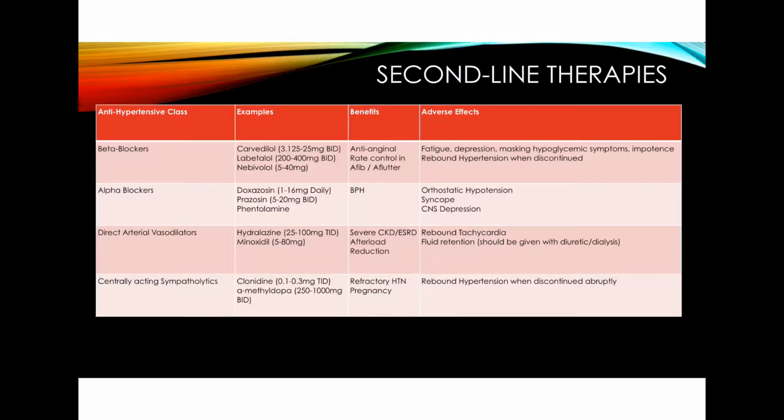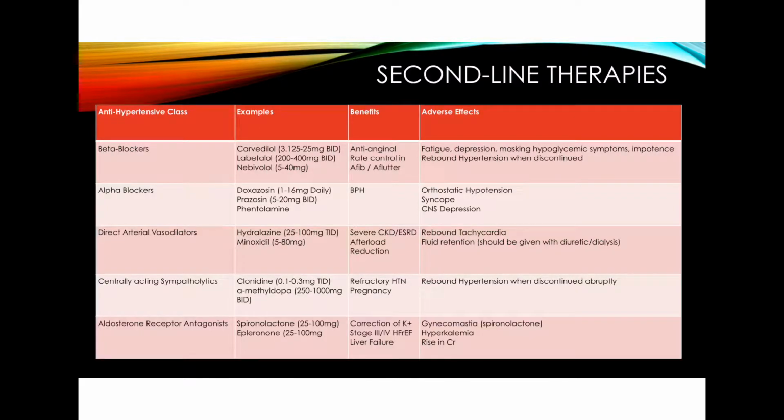Then there are the centrally acting sympatholytics, including clonidine and alpha-methyl-dopa. Alpha-methyl-dopa is safe during pregnancy, and clonidine is often used in very refractory cases of hypertension. These aren't first-line agents generally as a result of the rebound hypertension that often occurs when a patient stops taking it abruptly.